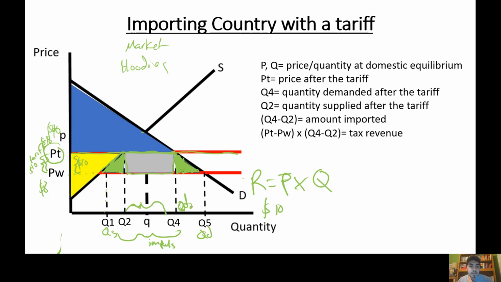Because you're only taxing imports, and that's represented now by this smaller area. This is the new imports from Q2 to Q4. It represents the new imports. You multiply that out. So I'll put from Q4 minus Q2. $10 times Q4 minus Q2 is going to give you the total governmental revenue.